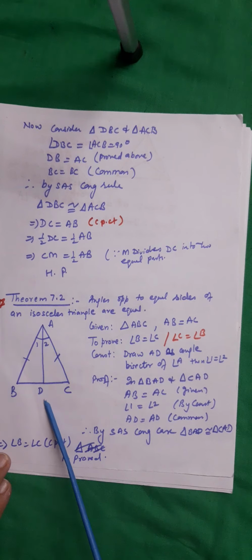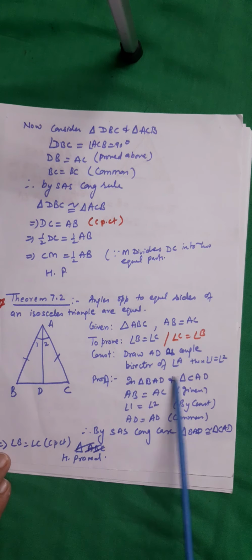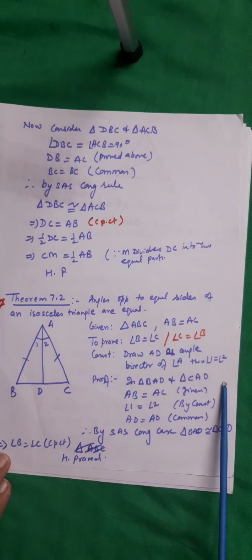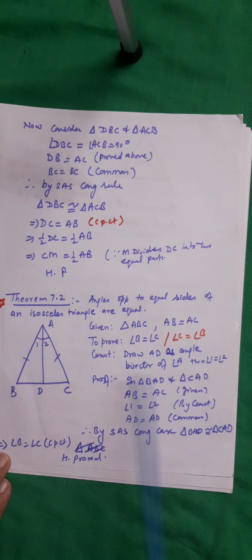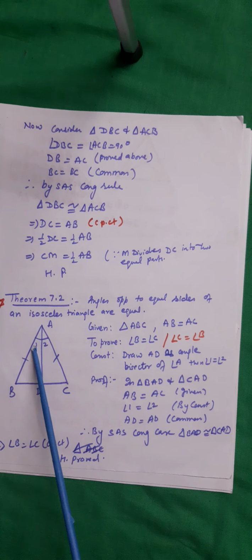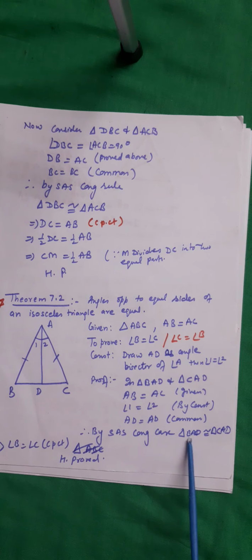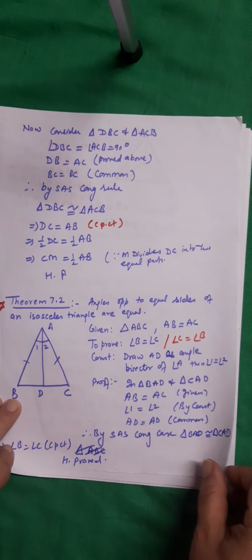Construction. Draw AD as angle bisector of angle A. Then angle 1 will be equal to angle 2. Now in triangle BAD and triangle CAD, AB is equal to AC, angle 1 is equal to angle 2 by construction, and AD is equal to AD common. Therefore, by SAS congruency case, triangle BAD is congruent to triangle CAD. This implies that angle B is equal to angle C by CPCT. Hence, proved.